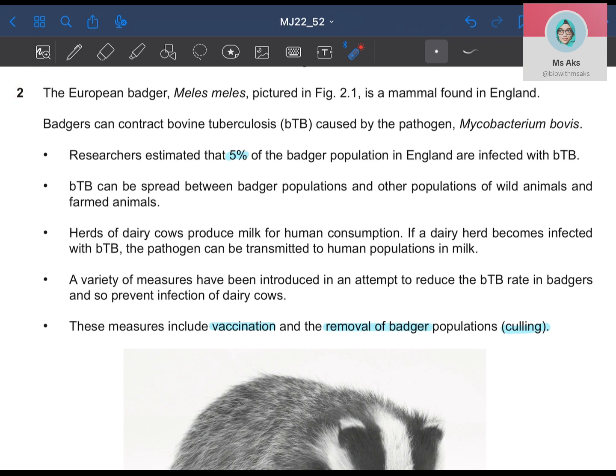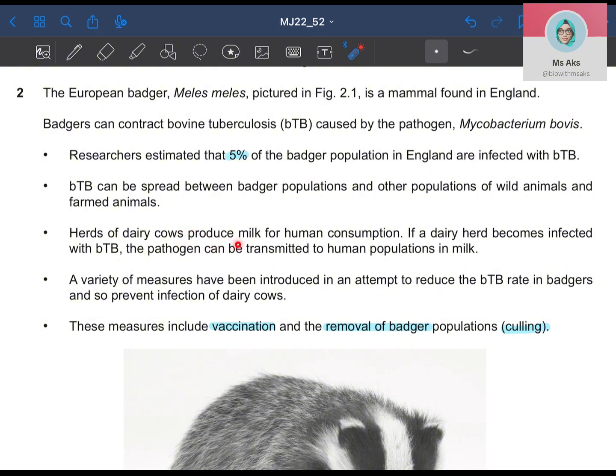Okay, for question 2, we have the European badger, which is a mammal found in England. They contract bovine tuberculosis, which is caused by the pathogen Mycobacterium bovis, by the way. Tuberculosis is part of what we need to know in our AS topic, topic 10, infectious diseases. Researchers estimated that 5% of the badger population in England are infected with bovine tuberculosis, and BTB can be spread between badger populations and other populations of wild animals and farmed animals.